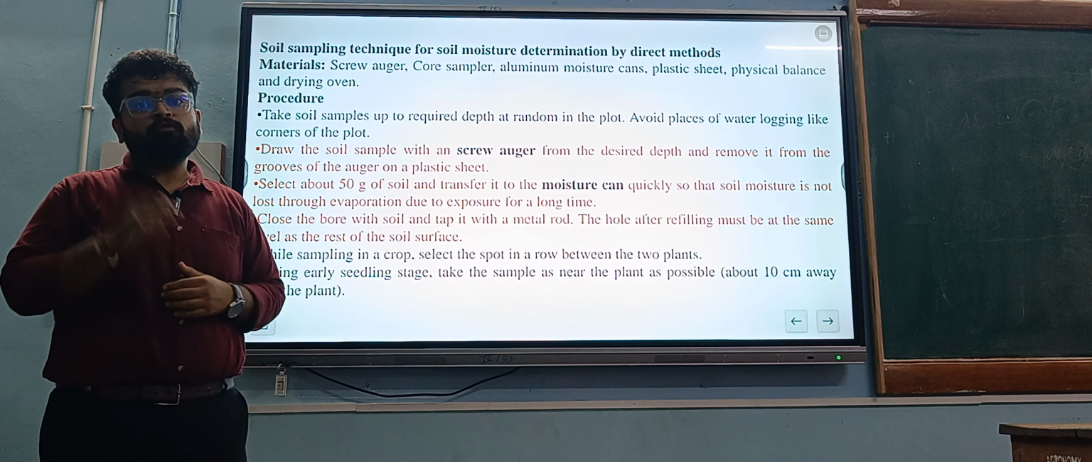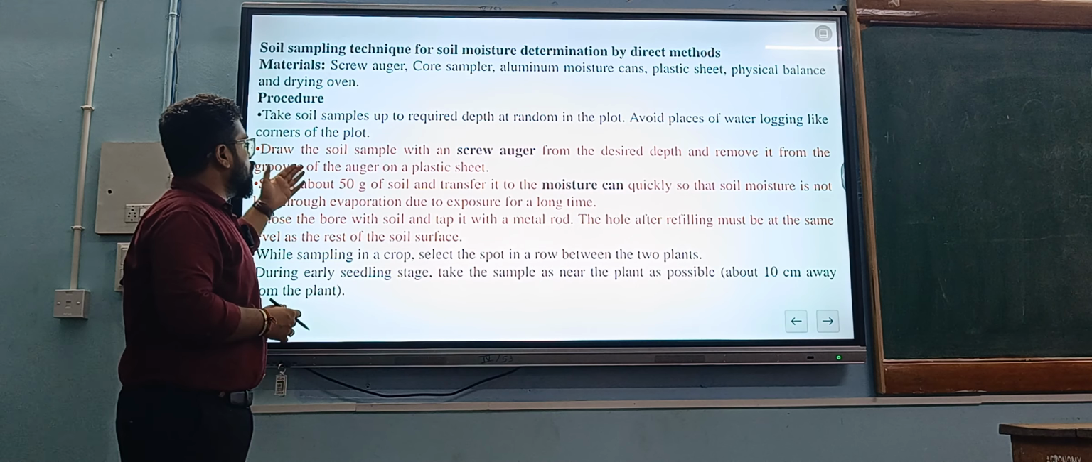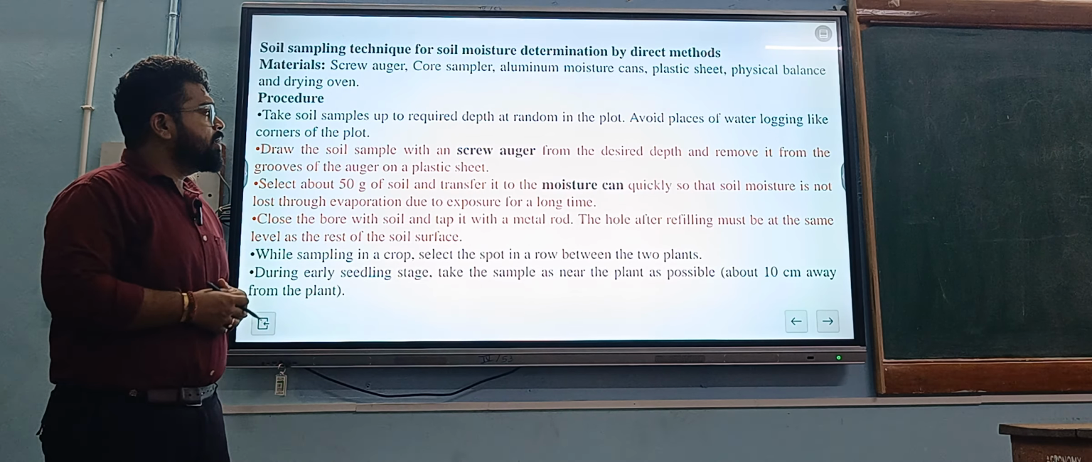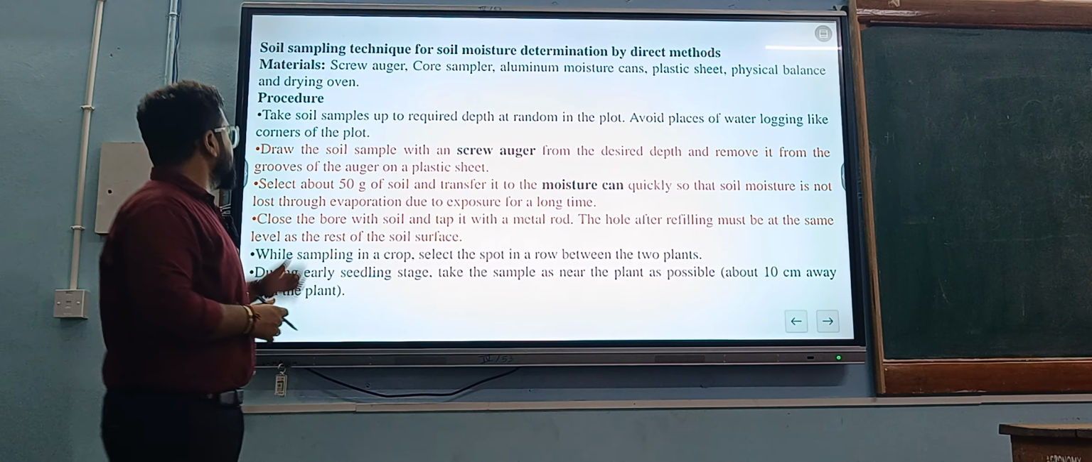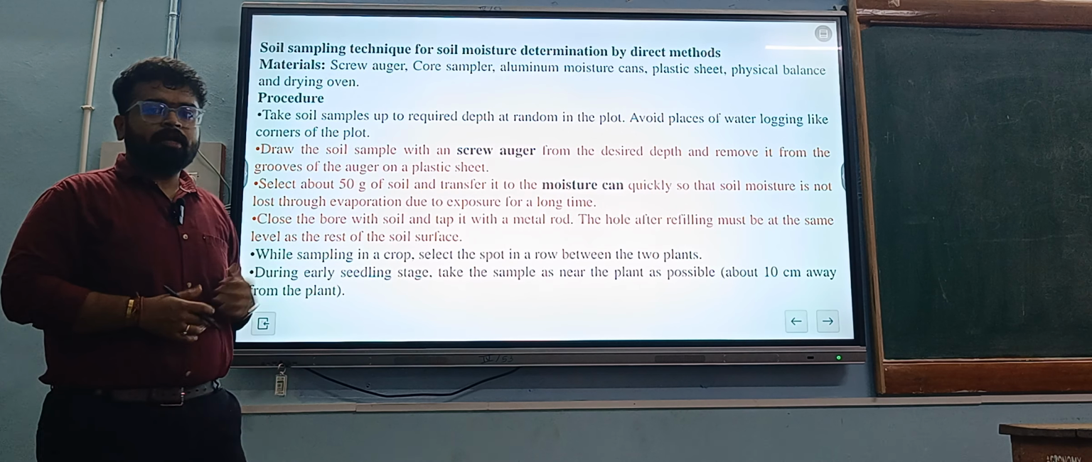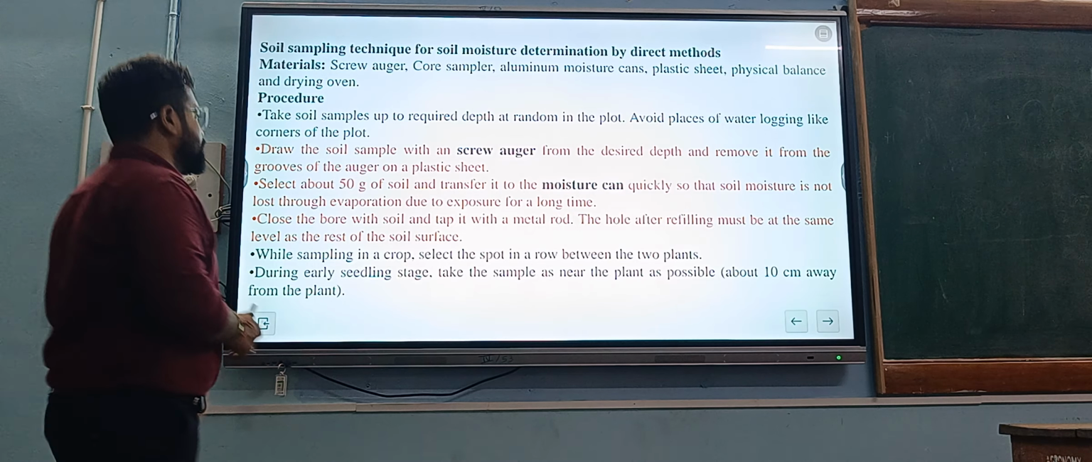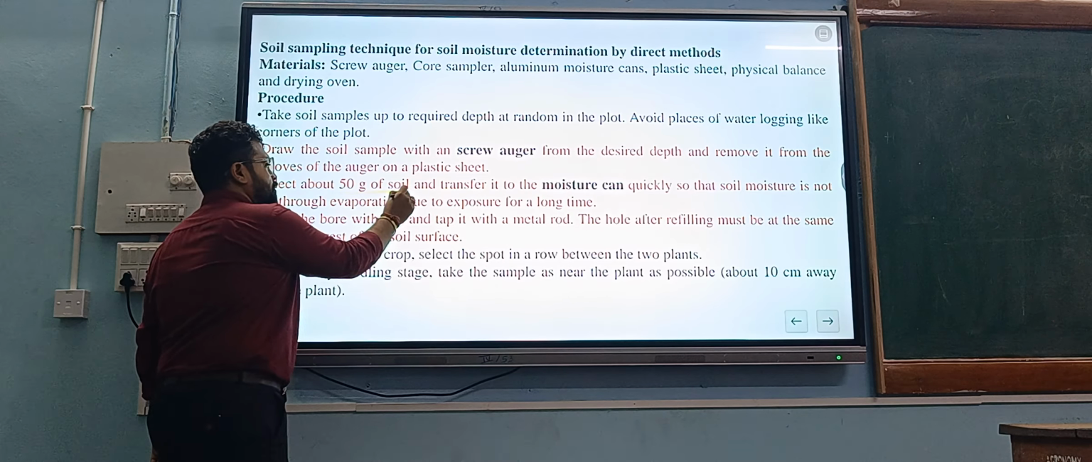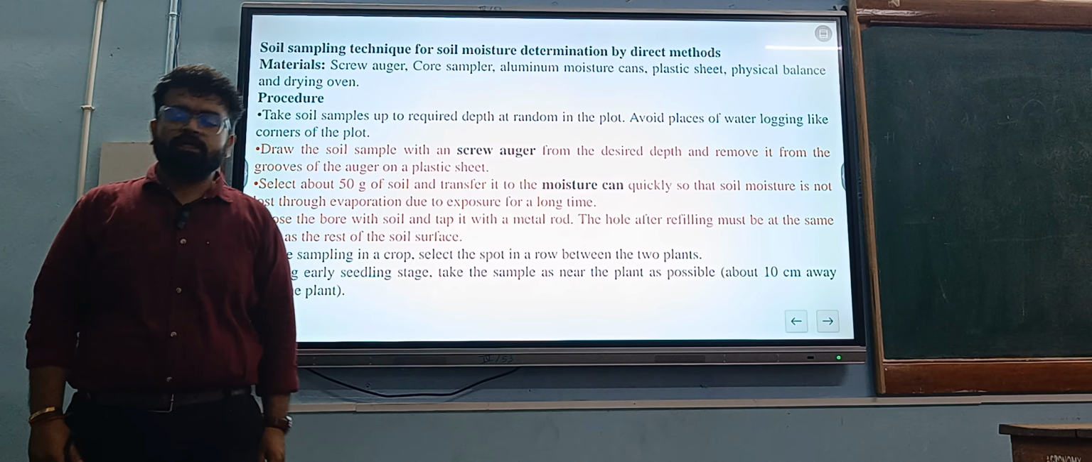Avoid the places where waterlogging is taking place. Draw a soil sample using a screw auger from a desired depth and remove it from the grooves of the auger onto a plastic sheet. Then select 50 gram of the soil and transfer it to the moisture kit.